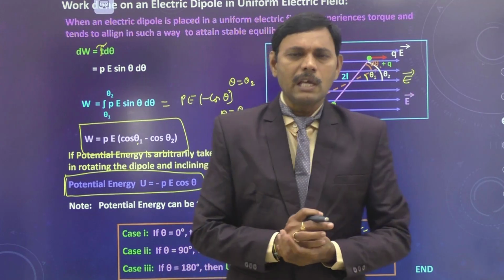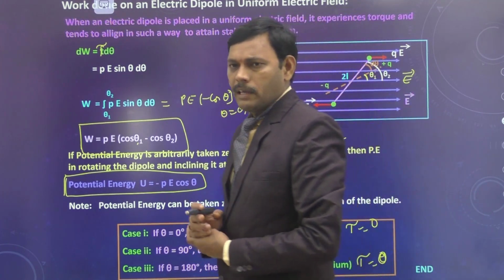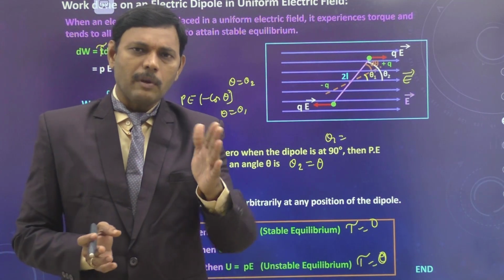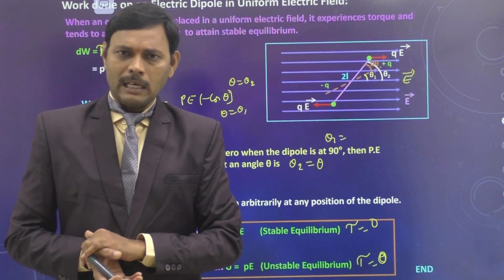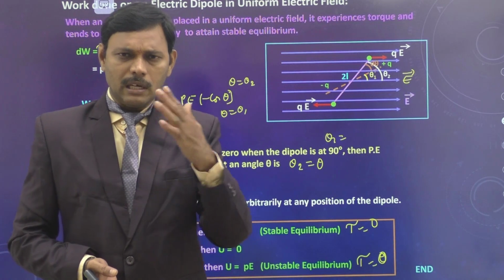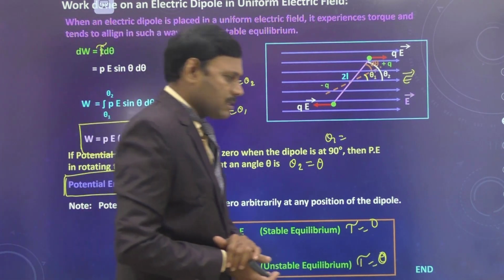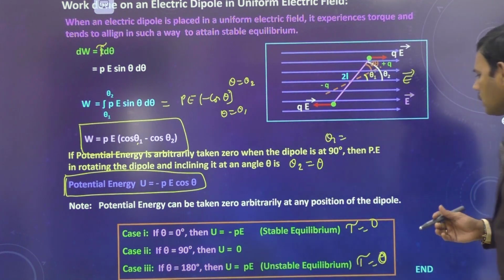Remember, sometimes in JEE Main, the question is given: what is the work required to rotate the dipole from stable equilibrium to unstable equilibrium? Indirectly, it is rotated from theta equal to 0 degrees to theta equal to 180 degrees. That is the rotation from stable equilibrium to unstable equilibrium.